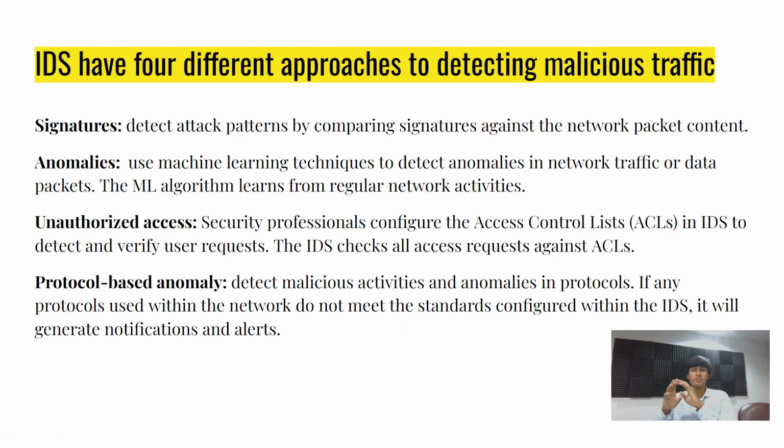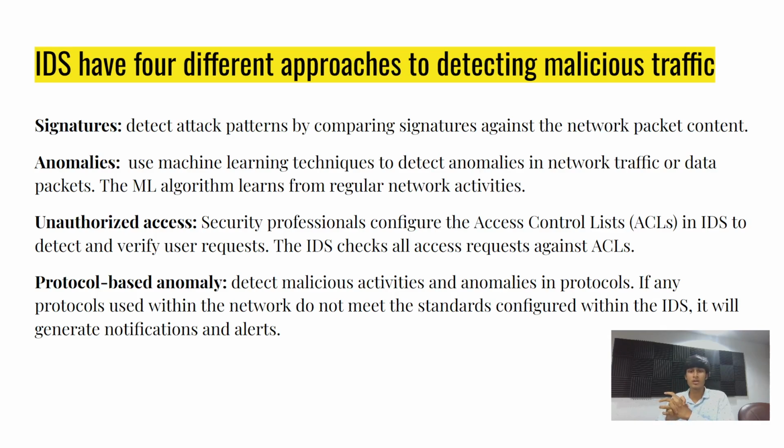Then IDS has four different approaches to detect malicious traffic. The first is signature. As I told you, if one signature is there and another signature doesn't match, they will detect it. Then there are anomalies: through machine learning approaches, they will detect changes in the network traffic or data packets. If a regular network changes, it will find an anomaly.